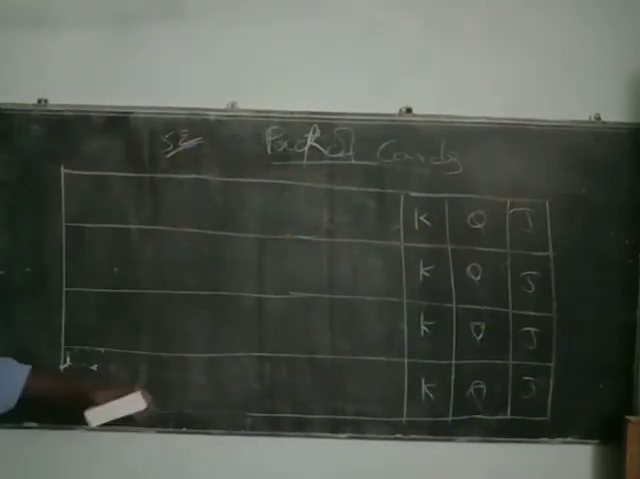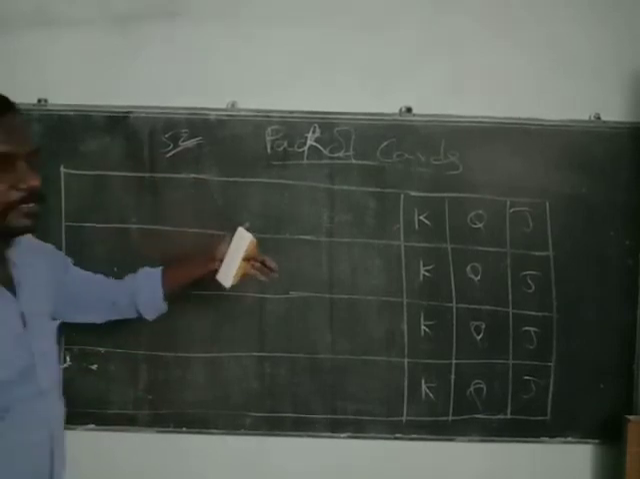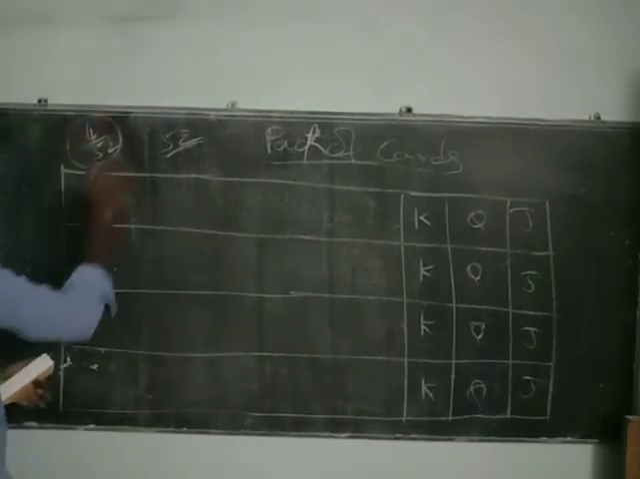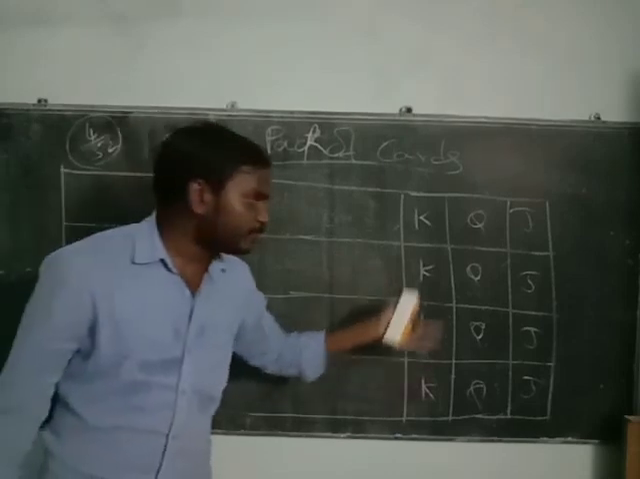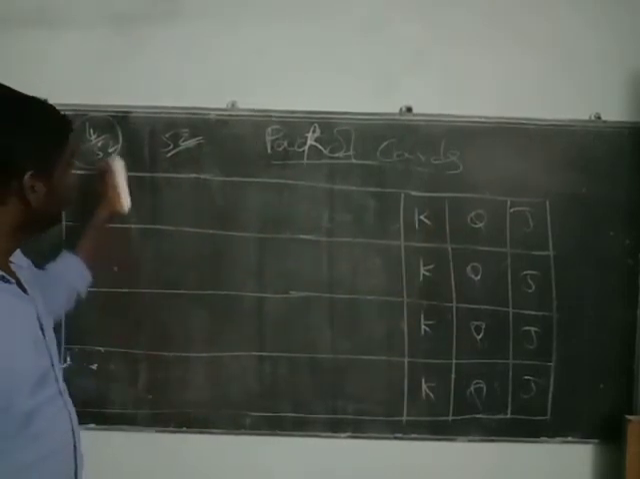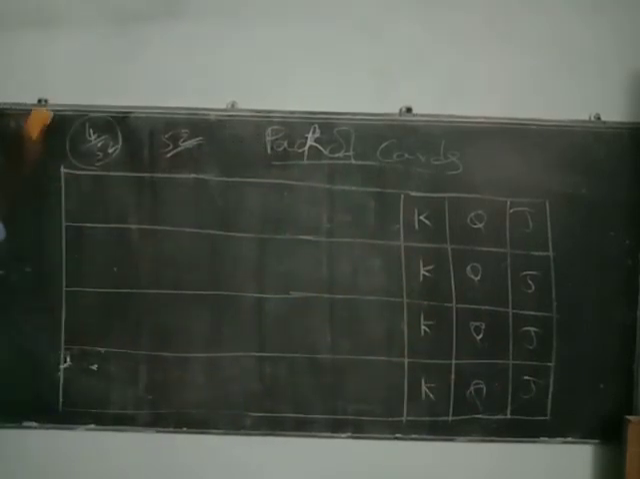If the question is asked in such a way that what is the probability to get a king? So there are 4 kings. So 4 kings divided by 52 is the probability. Probability of getting a queen, 4 queens divided by 52. 4 jokers divided by 52. So this is one type of question.